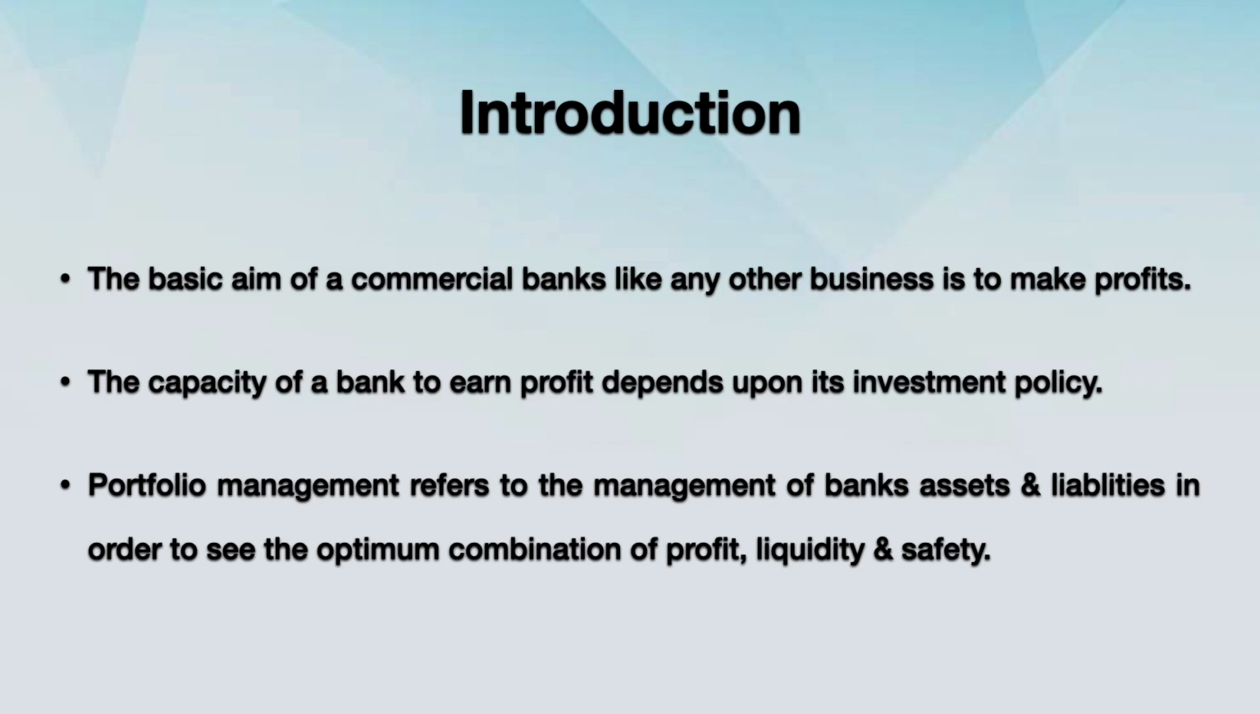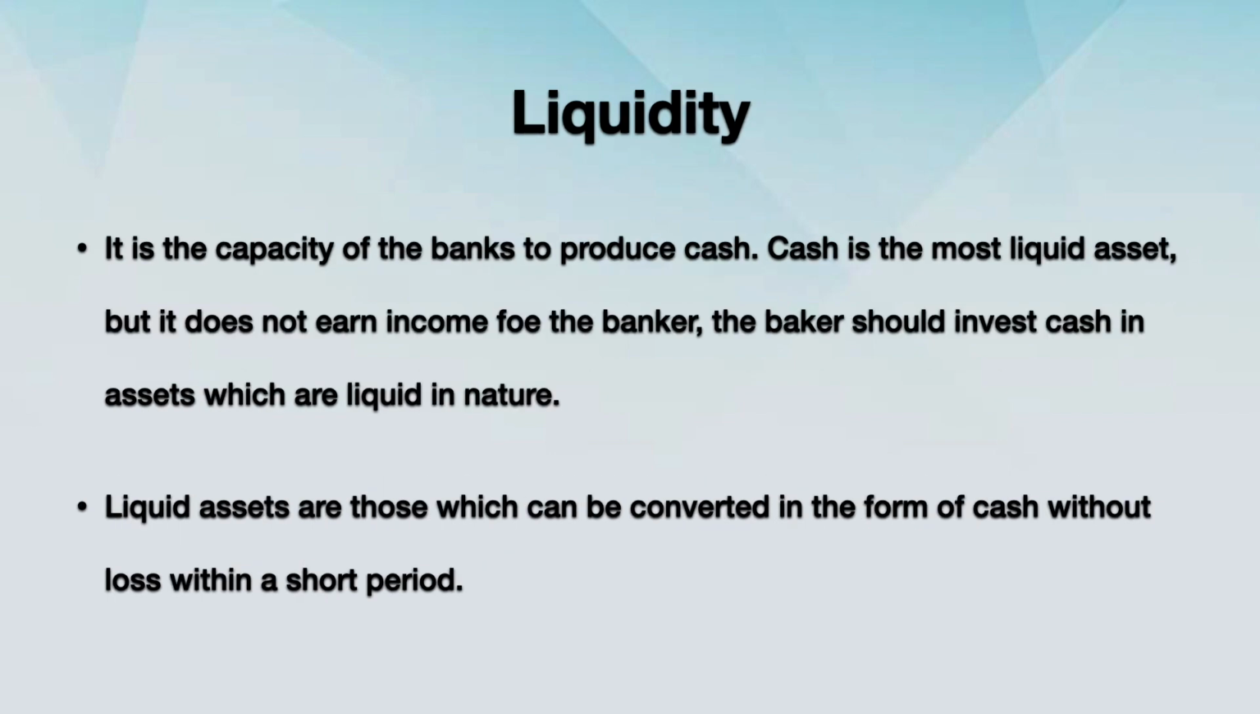Why do I have to manage? What is the objective? To see the optimum combination of what? Profitability, liquidity and safety. Let's look at these 3 points in detail. What is liquidity? It is the capacity of the banks to produce cash. How quickly and how hassle-free can banks produce cash? Why? Cash is the most liquid asset, right?